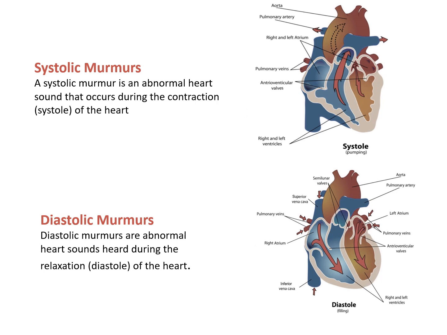Heart murmur is a soft, abnormal sound heard during the heartbeat cycle, typically caused by turbulence of blood flow in the heart or blood vessels. It is divided into systolic and diastolic murmur. Systolic murmur is an abnormal heart sound that occurs during the contraction of the heart, whereas diastolic murmur is an abnormal heart sound heard during the relaxation phase of the heart.